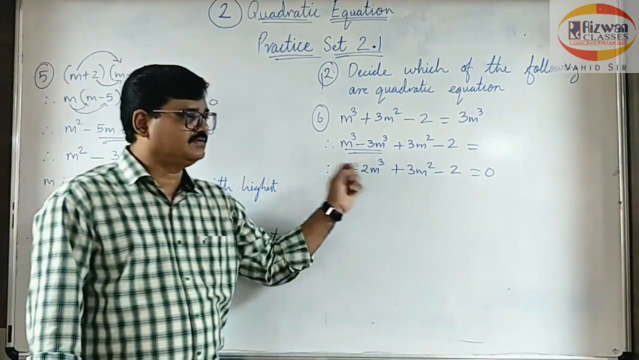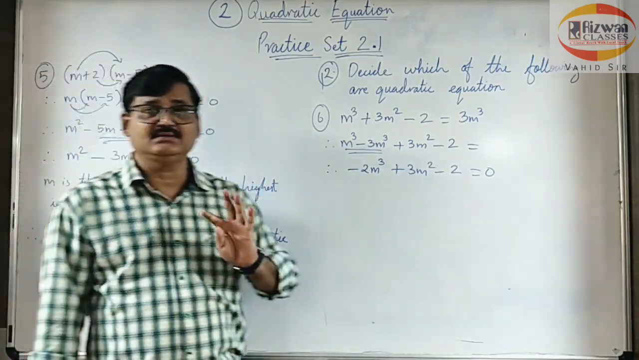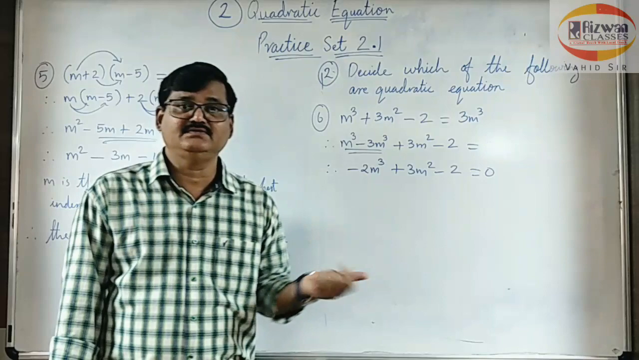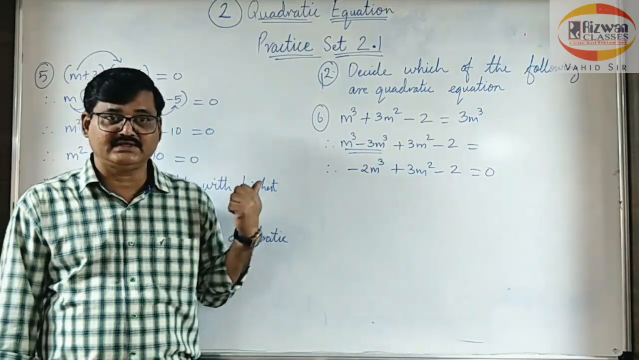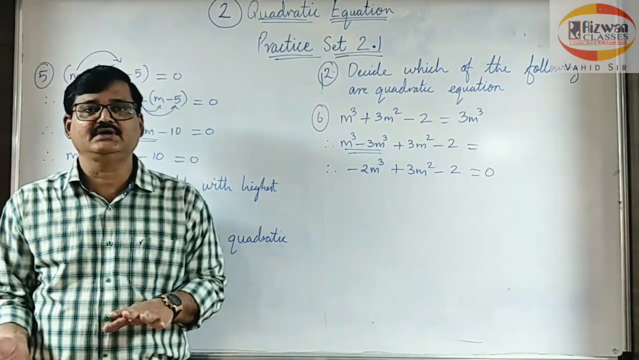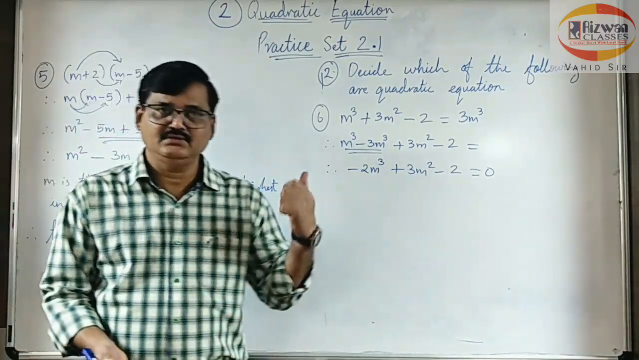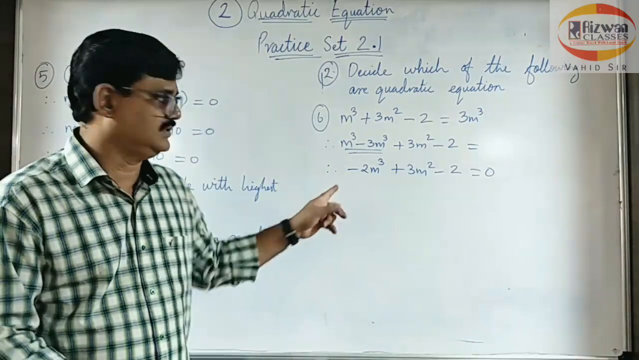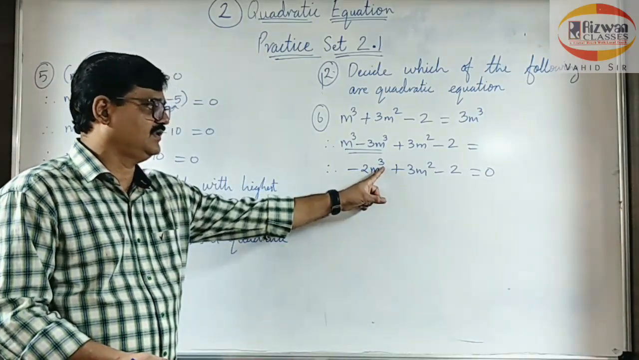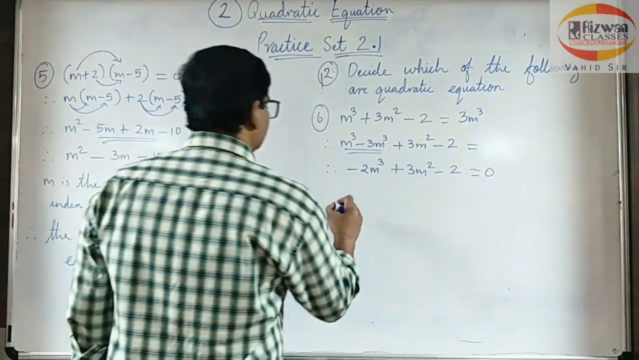But the problem over here, in this case, is that the highest power is not 2. The highest index over here is 3. So is it a quadratic equation? No. We have a condition: the variable must be one and the highest index must be 2, not more than 2. But here you can see the highest index of that variable is 3. So it is not a quadratic equation. So you have to write it over here.